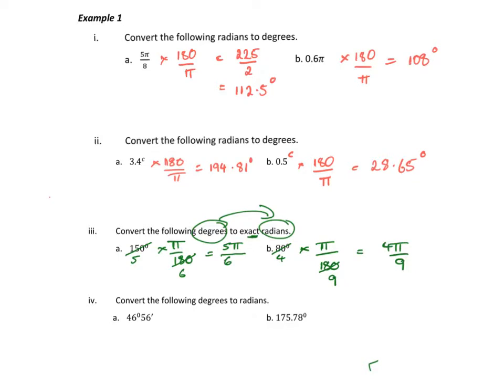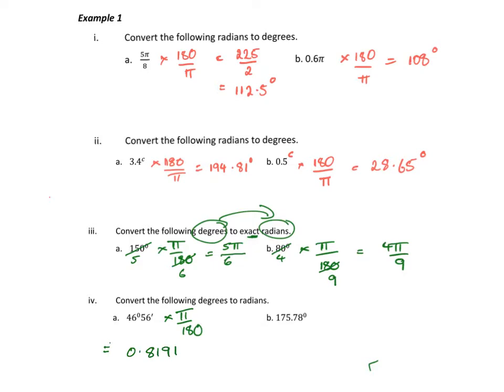If you notice in the next one, we're going from degrees to radians, but it's not asking for an exact value because that's going to be a little bit more difficult to do without the calculator. So let's do the same process here. 46 degrees 56 minutes, times it by pi on 180, and I am going to use my calculator for this one. So once I put it into my calculator, I get 0.8191.